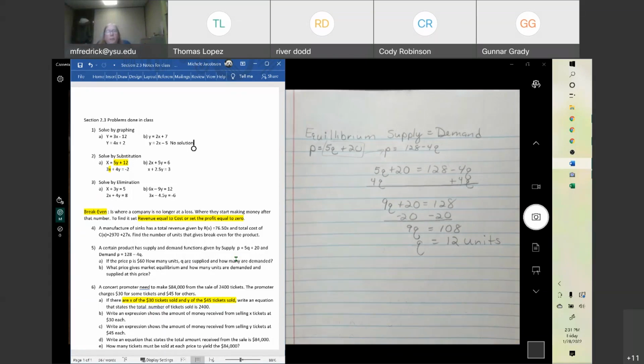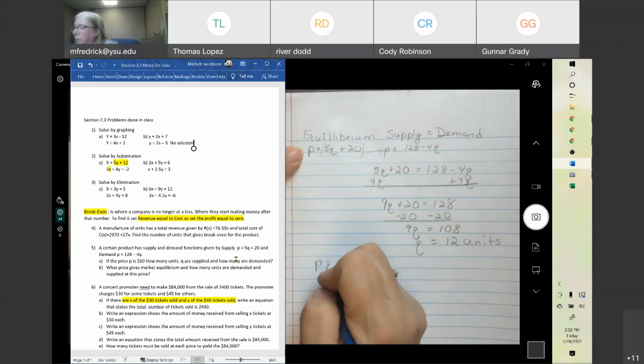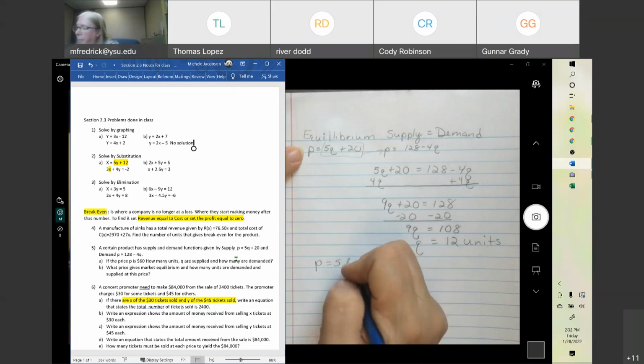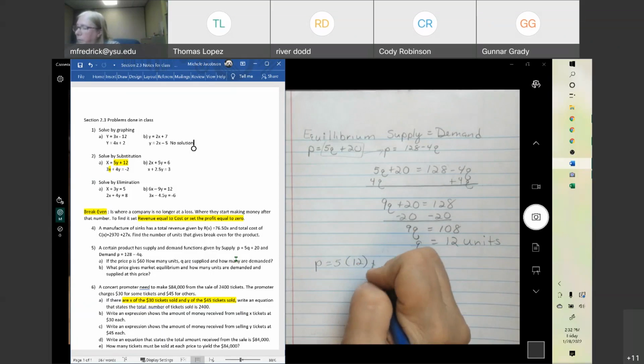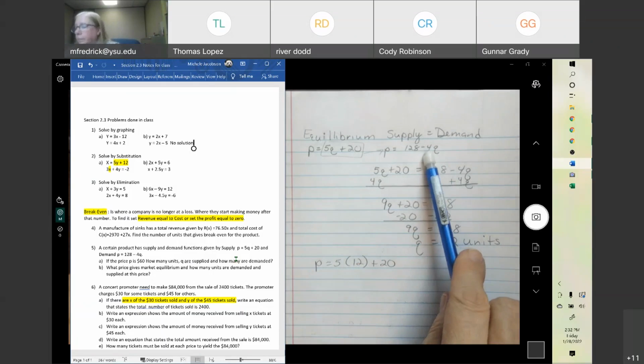So if we build 12 units, our demand will be 12 units. So we will sell everything. But to find the price, you need to plug 12 into either one of the equations. You will get the same answer either way. Take the first one. 5 times 12 plus 20. But if you plug 12 in here, you'll get the same answer.